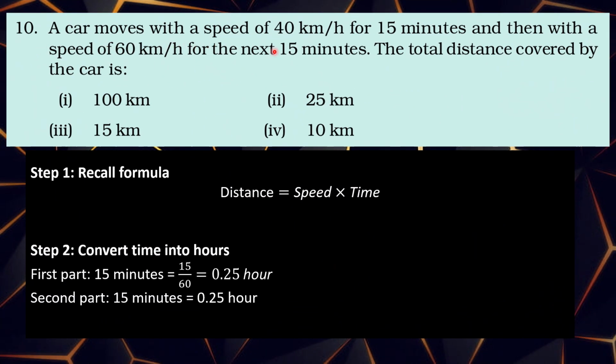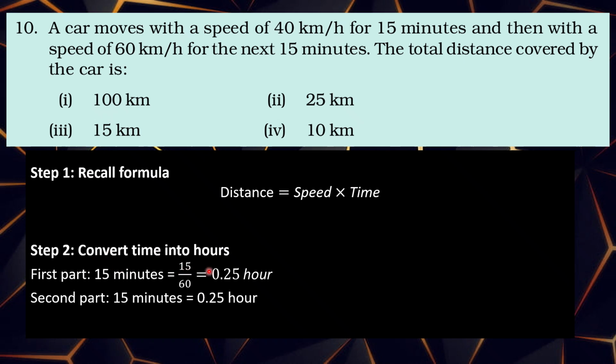10th one, a car moves with a speed of 40 km per hour for 15 minutes and then with a speed of 60 km per hour for the next 15 minutes. The total distance covered by the car is. Now we have the time and the speed given. Step 1 is to recall the formula: distance is speed into time. We have both here, speed and time are given.